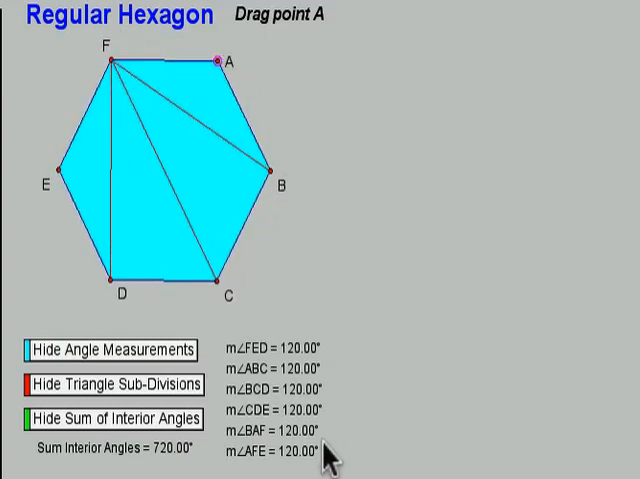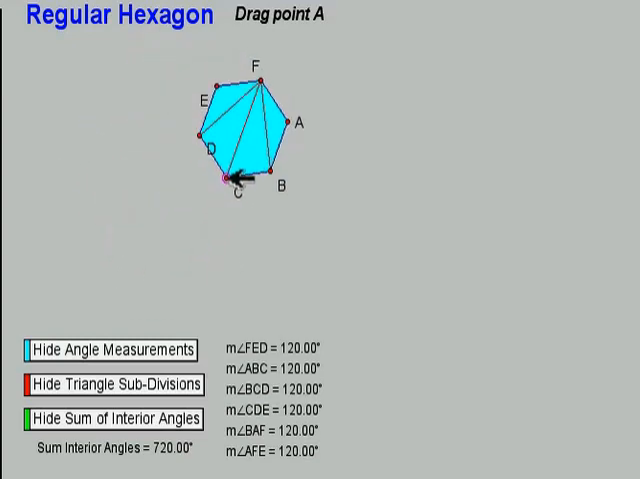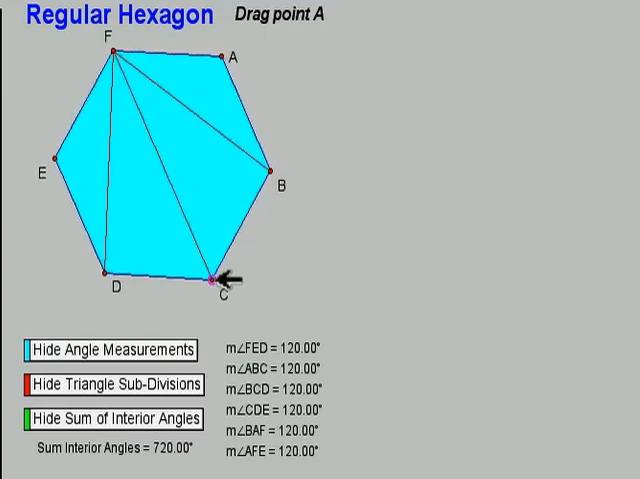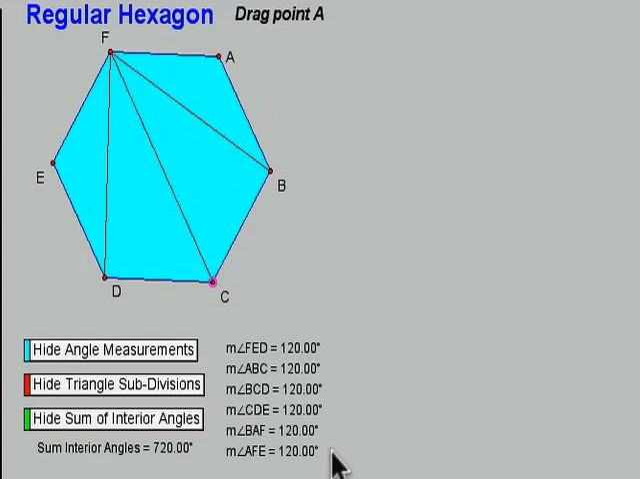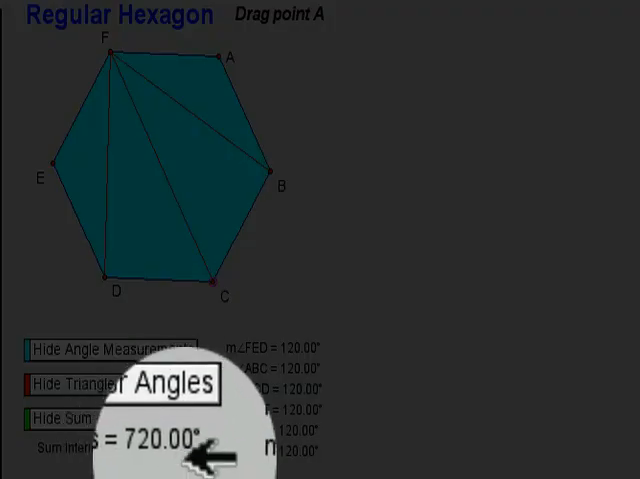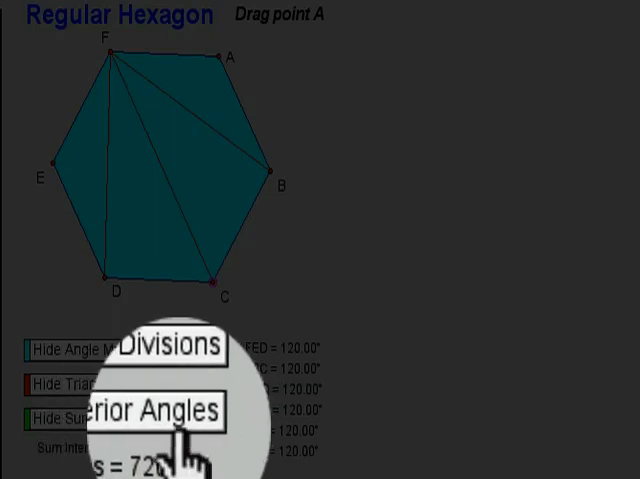Also notice over here, all of the angle measurements are always going to be the same, at 120 degrees each. So each and every one of these interior angles of the hexagon is going to be 120 degrees, no matter if I make it a very small hexagon, it stays at 120 degrees for each of the angles, or if I make it a very big hexagon, again, they're 120 degrees. The sum of all of those interior angles always stays at 720 degrees.